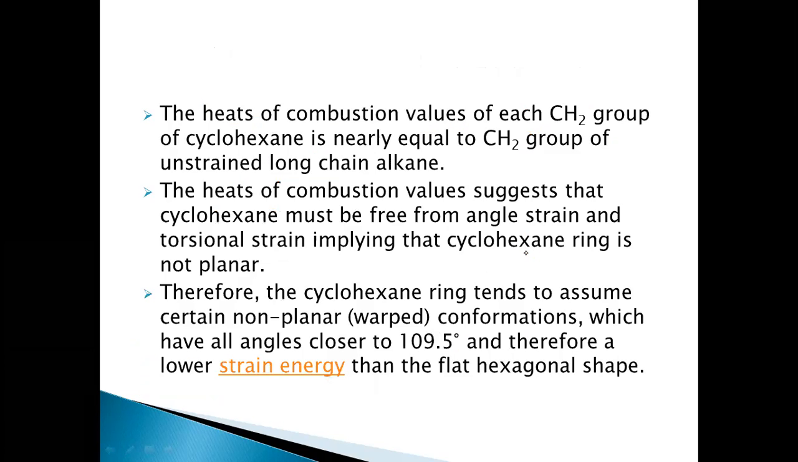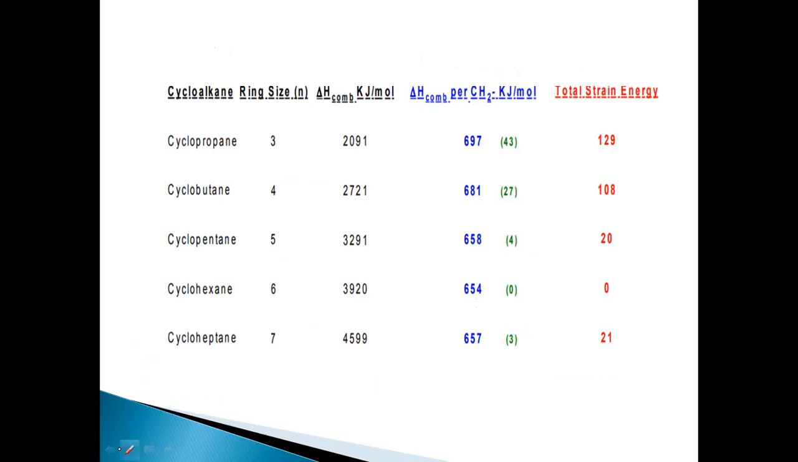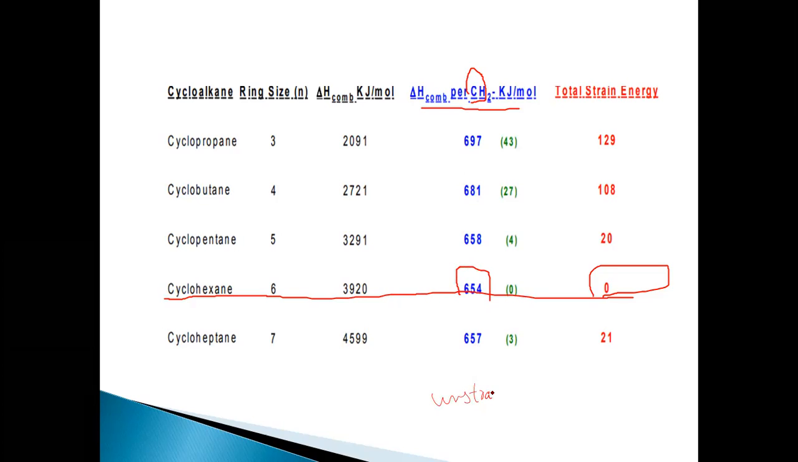But when we look at the heats of combustion values carefully, from this data, cyclohexane is suffering from zero angle strain. The heat of combustion value per CH2, in kilojoules per mole, for an unstrained straight chain alkane is around 654 kilojoules per mole per CH2. The cyclohexane value is the same as per unstrained CH2, I mean a long chain alkane.